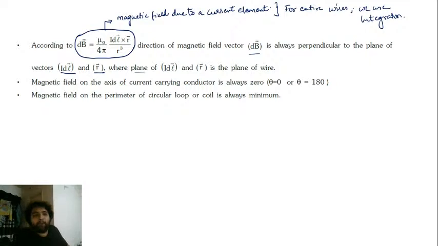So that is about the plane of the wire. Next, magnetic field on the axis of a current carrying wire is always zero. मतलब ये we will derive this also. Magnetic field on the axis of a current carrying wire will be zero. The magnetic field on the perimeter of a circular loop is always minimum. ये हम derive करेंगे चलते चलते.